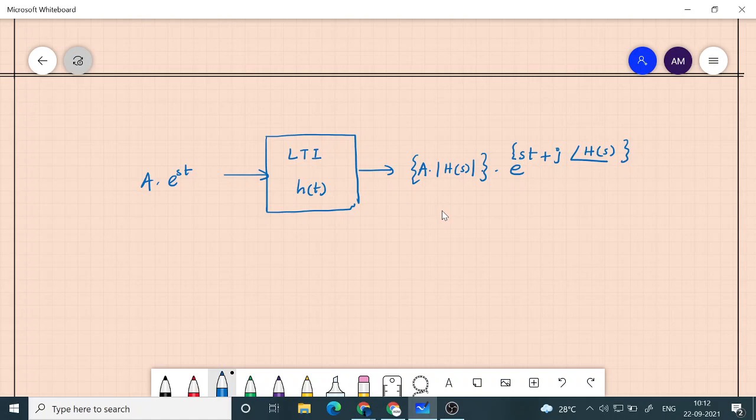So the exponential signal is a very special signal for a continuous time LTI system, because the only change that will happen is this: it will not change the shape of the input signal, it will preserve the shape, but it can change the amplitude and it can change the phase.